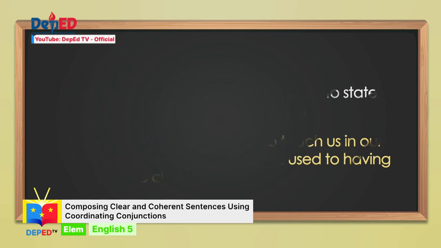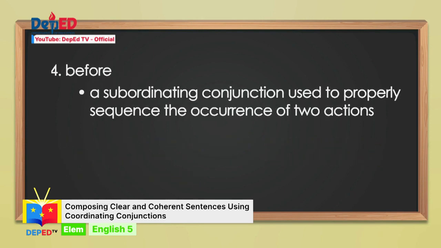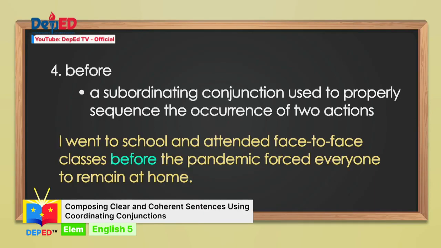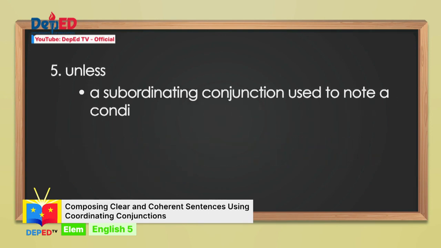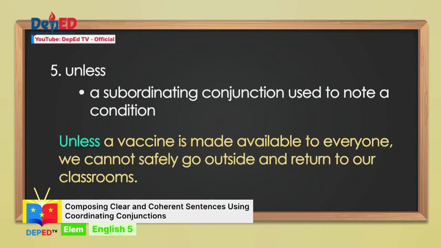Our fourth subordinating conjunction is before. This is used to properly sequence the occurrence of two actions. You may use before like this. I went to school and attended face-to-face classes before the pandemic forced everyone to remain at home. The last subordinating conjunction is unless. It is used to note a condition. When used in a sentence, unless may be used like this. Unless a vaccine is made available to everyone, we cannot safely go outside and return to our classrooms.